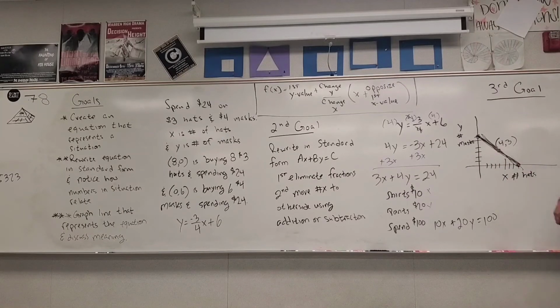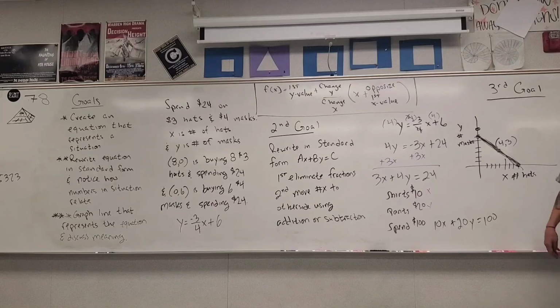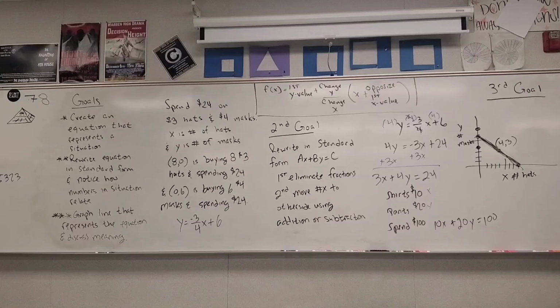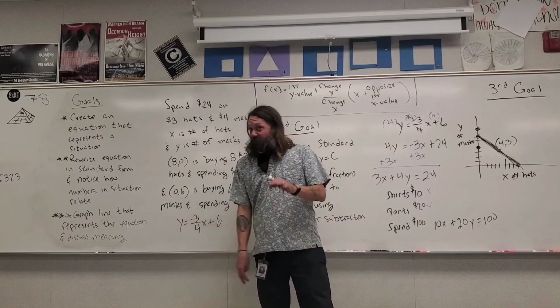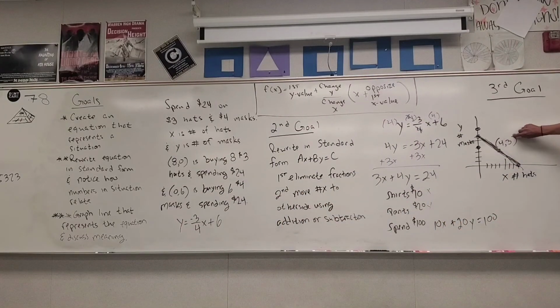All right, any point above that line, like (0, 7), what do you think that represents? Any point below, like (0, 5), what do you think that represents? And if we understand what it means to be above the line and what it means to be below the line, we've actually wrapped our mind around a future concept. So again, big idea that I want to discuss is every point on the line represents spending $24, right? With some different combination of buying hats and masks. Any point above the line you're going to spend more. Any point below the line, you're going to spend less.